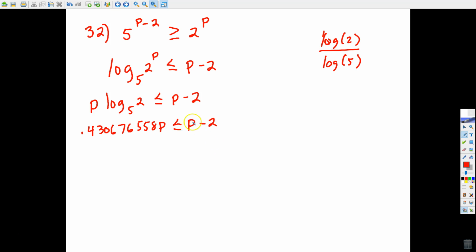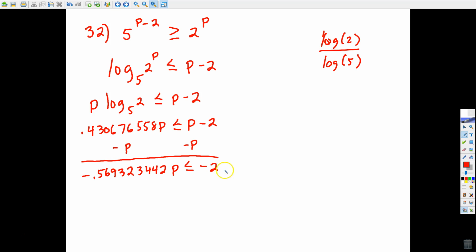And then once again, since I've got that decimal already in my calculator, I'm going to subtract p from both sides, which is again like doing minus 1p. So in your calculator, just with that decimal sitting there, just do minus 1. And that's negative 0.5693234442 p, which is less than or equal to negative 2.